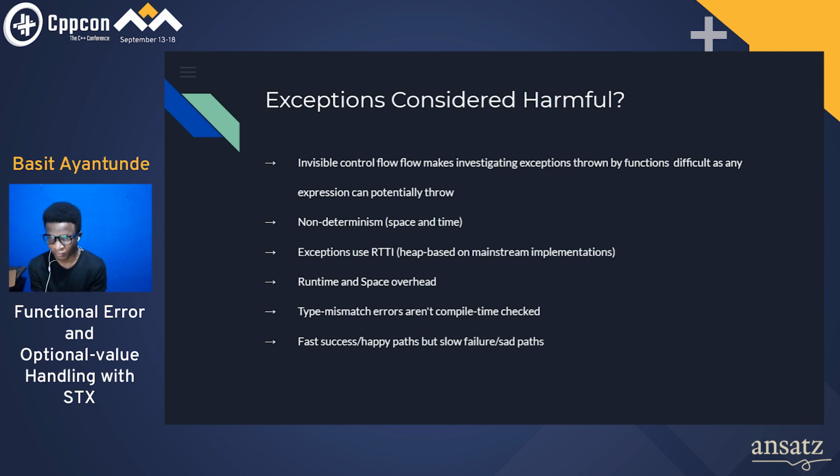Another issue with it is that type mismatch errors aren't compile-time checked. There's a tiny difference between using exceptions and using dynamic typing, because you are basically doing type switching, and they are not really checked. So there's no telling when you use the wrong types for it.